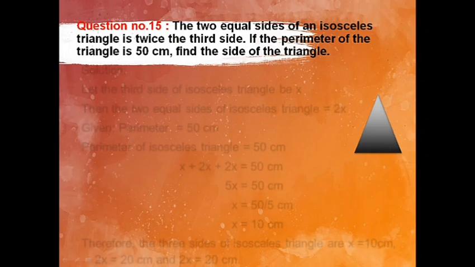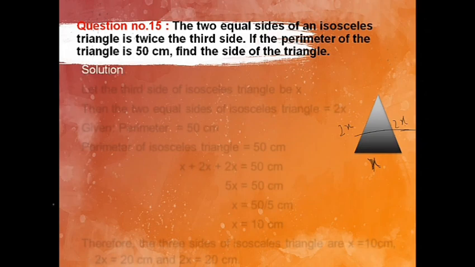So if we take this third side of the isosceles triangle as x, which is not equal to these two sides. In an isosceles triangle we know that these two sides are equal. The two equal sides of the isosceles triangle are twice the third side. Twice the third side means this side we will consider as 2x, and this side also we will consider as 2x because these two sides are equal to each other.